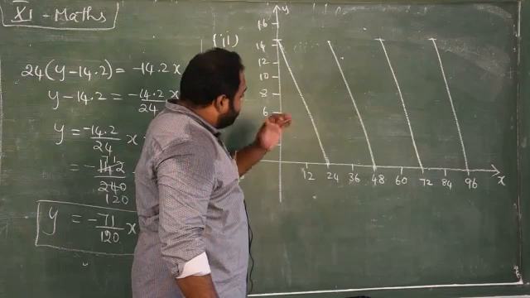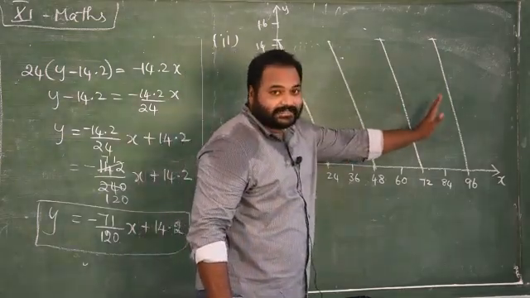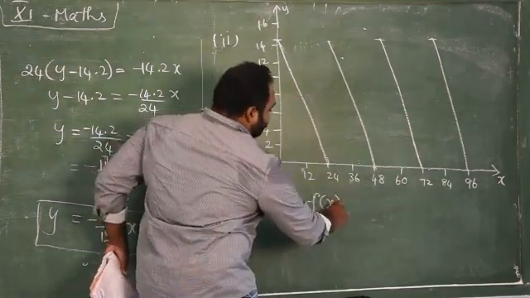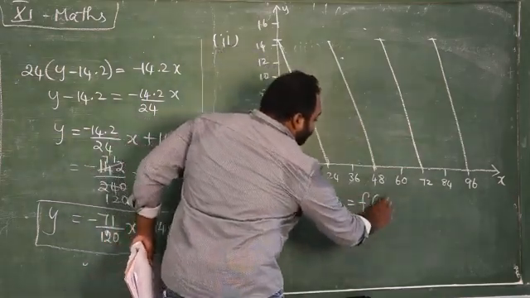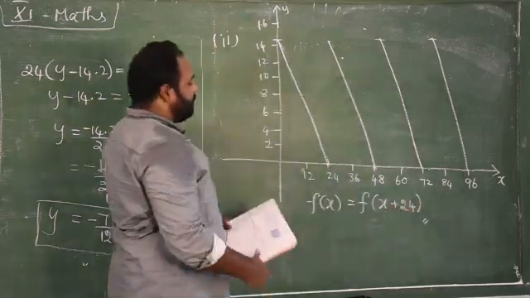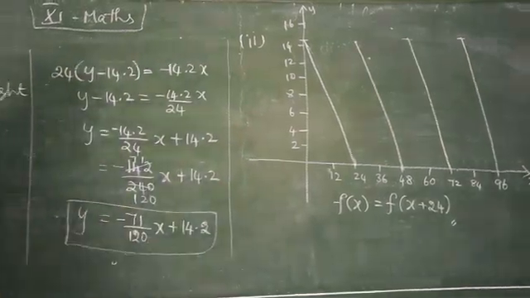Actually, each straight line will have a 24 days gap. So the function can be written as f of x always equals f of x plus 24 days. So this is the required answer. This is for the second subdivision answer.